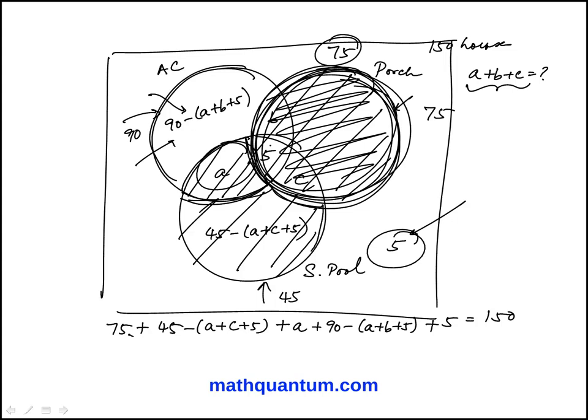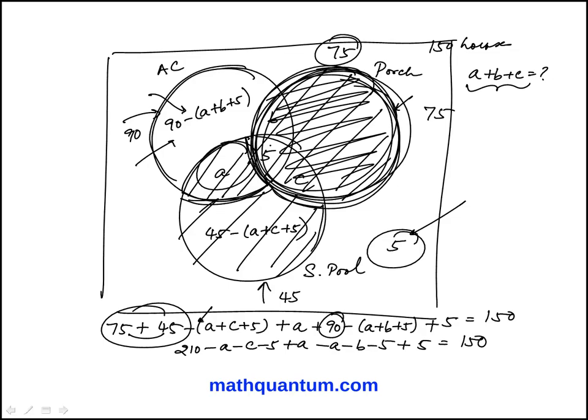So I'll just add the numbers: 110, 120, plus 90. That's 210. Distribute the minus here: plus A, minus B, minus 5. And I actually left the 5 here. You, of course, have to watch out for this.